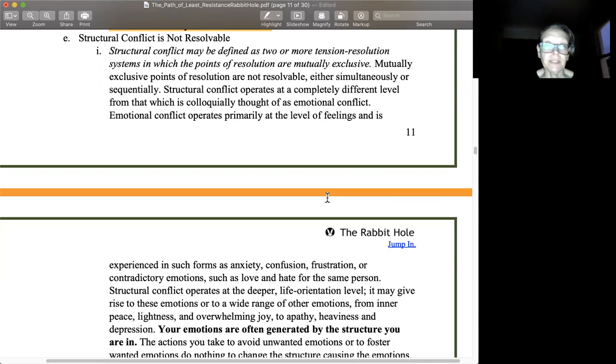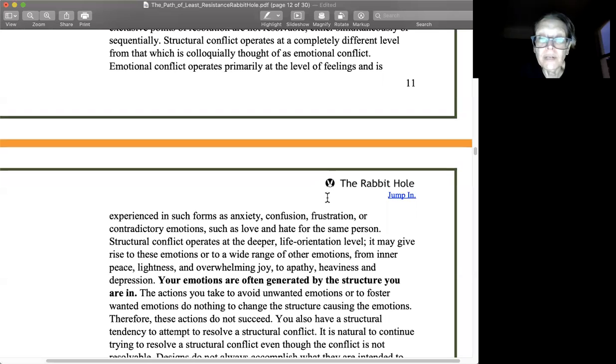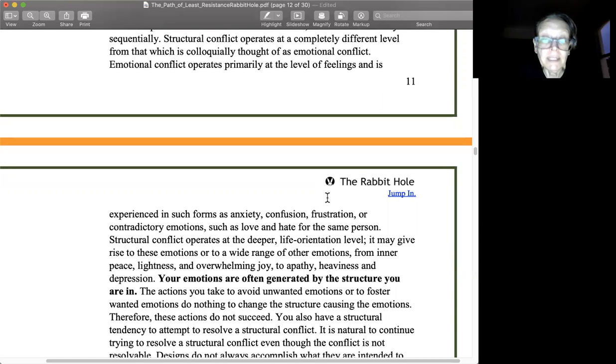Emotional conflict operates primarily at the level of feeling and is experienced in such forms as anxiety, confusion, frustration, or contradictory emotions, such as love and hate for the same person. Structural conflict operates at the deeper life orientation level. It may give rise to these emotions or to a wider range of other emotions, from inner peace, lightness, and overwhelming joy, to apathy, heaviness, and depression. Your emotions are often generated by the structure you are in.